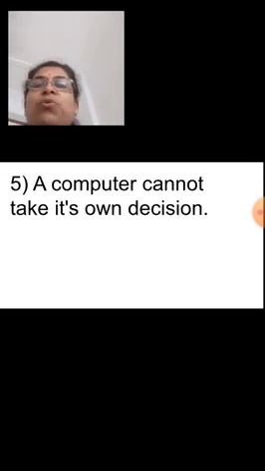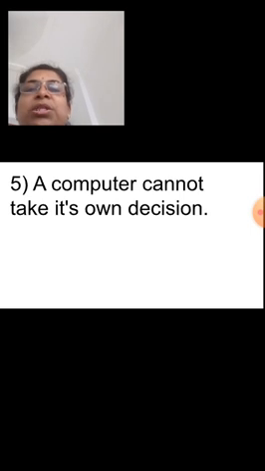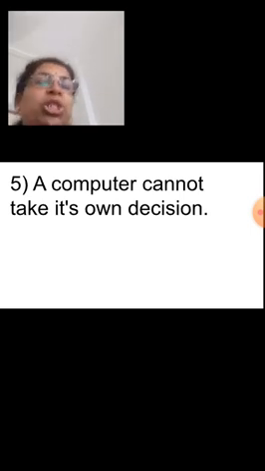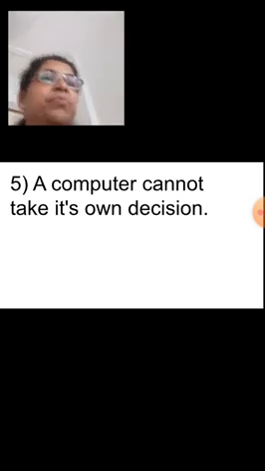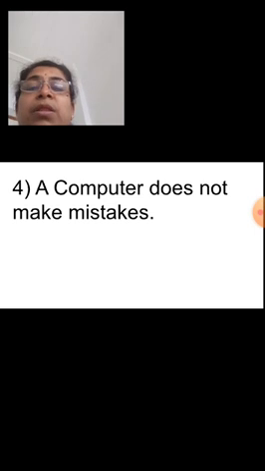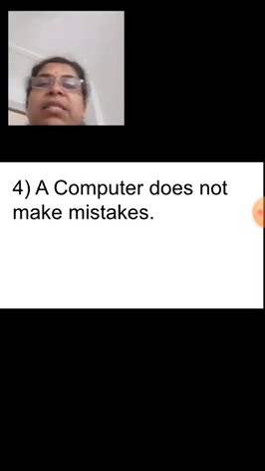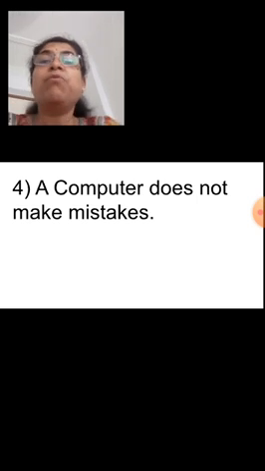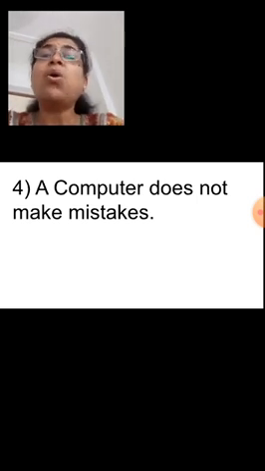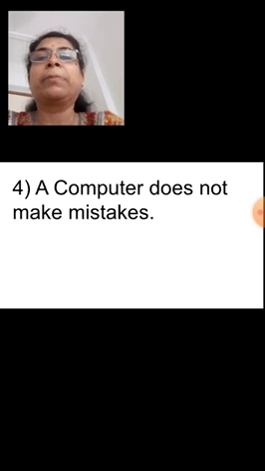Correct. So now we'll go to the fourth point, that a computer cannot take its own decision. Now, what is decision? Do you know what is decision? Before that, we will see that a computer does not make mistakes. Now, what is a mistake? A wrong thing done.